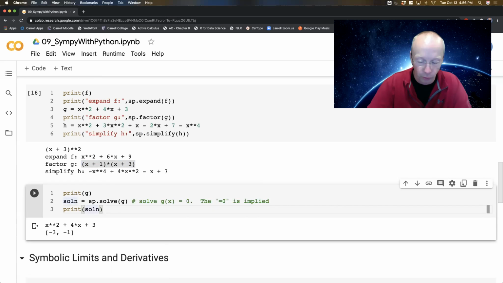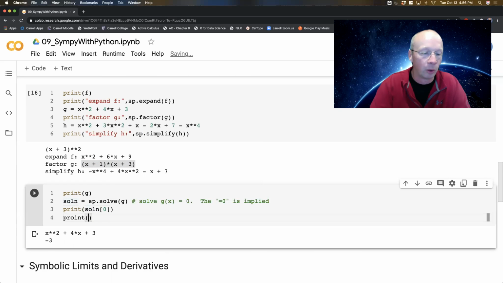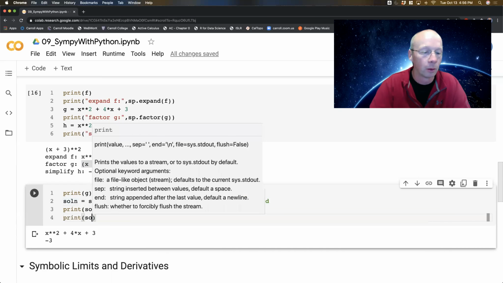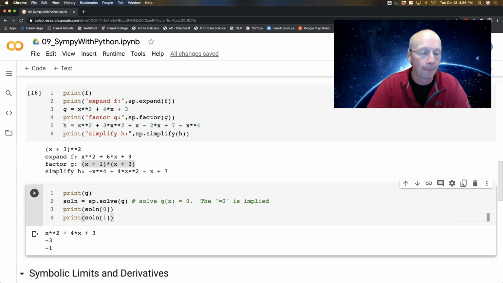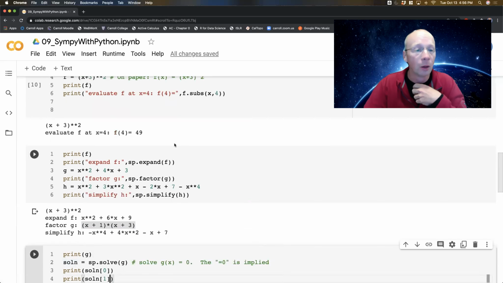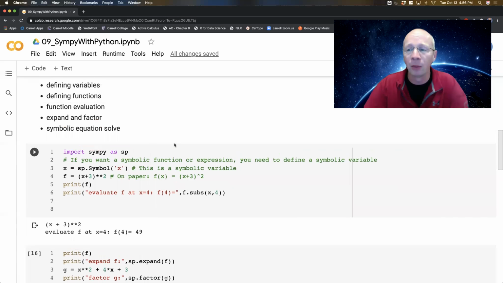So if I wanted the first one, I could do print off solution 0, and then I could print off solution 1. And I can even name those things if I wanted to. There's all sorts of other things I can do. But this is a quick intro to what symbolic Python can do for you. Anytime you're dealing with something where you want to do a symbolic solve, where you don't want a numerical decimal style answer, you want to actually do the symbolic manipulation, sympy is your tool.